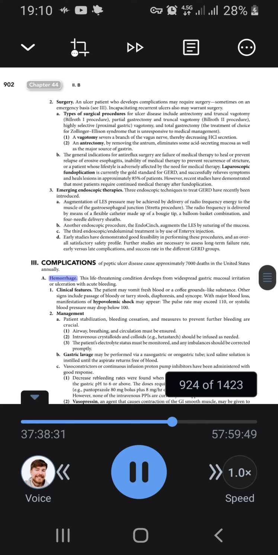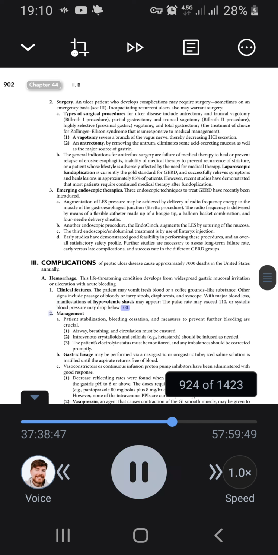Hemorrhage. This life-threatening condition develops from widespread gastric mucosal irritation or ulceration with acute bleeding. 1. Clinical features. The patient may vomit fresh blood or a coffee grounds-like substance. Other signs include passage of bloody or tarry stools, diaphoresis, and syncope. With major blood loss, manifestations of hypovolemic shock may appear. The pulse rate may exceed 110, or systolic blood pressure may drop below 100.